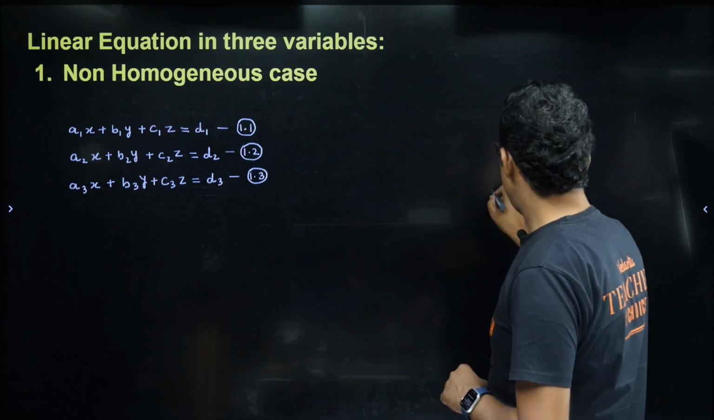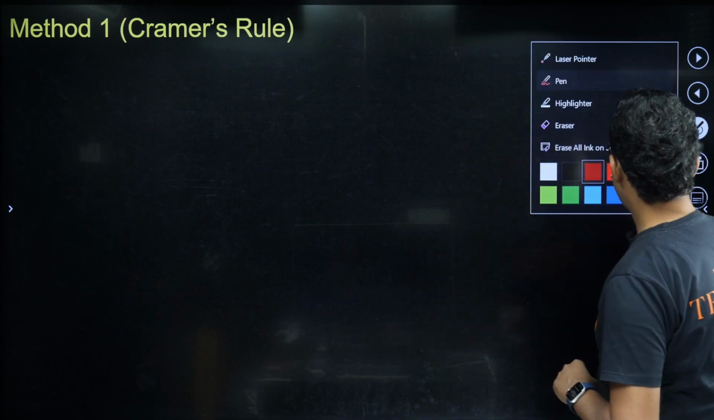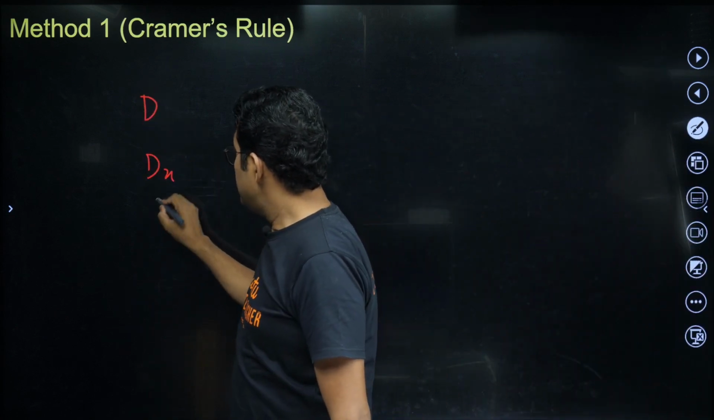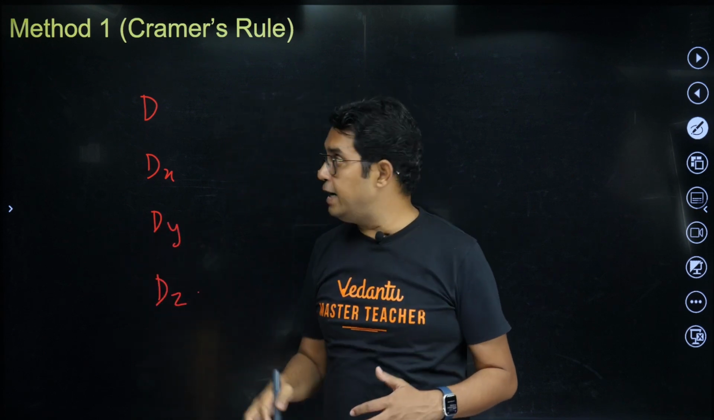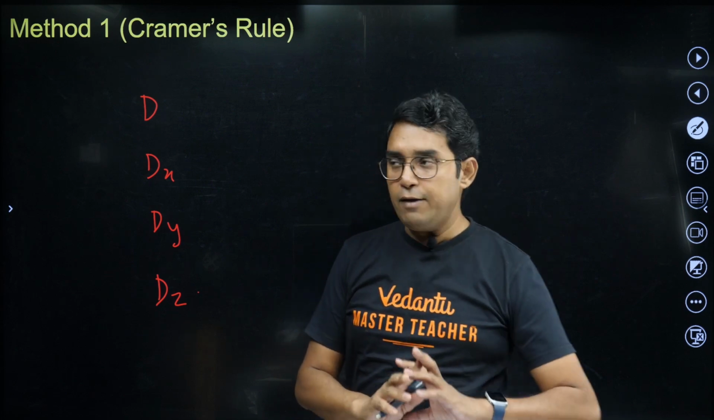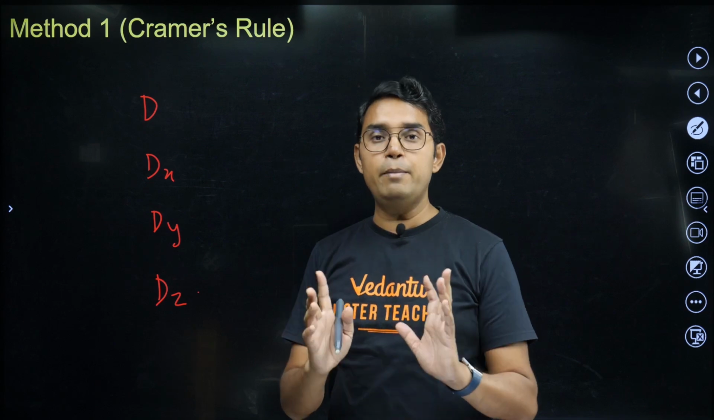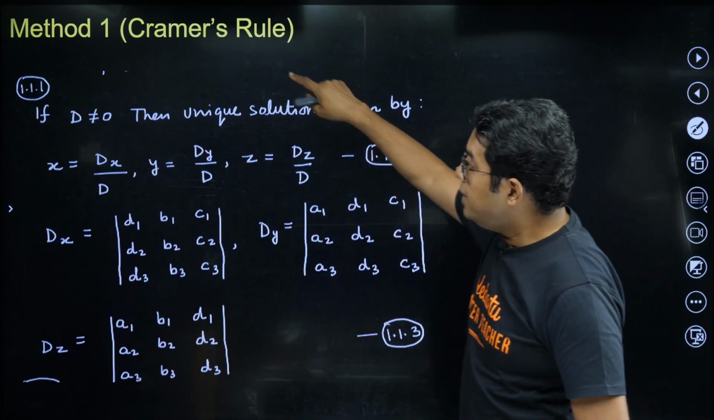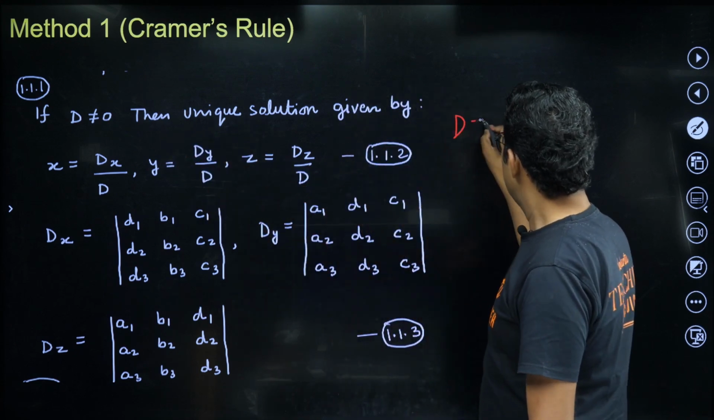I think we know the existing methods. The first one is Cramer's rule. In this Cramer's rule, you first find the values of D, Dx, Dy, and Dz. Using these, you find unique solution, infinite solution, or no solution. I will not teach you Cramer's rule or the second method. I will stick to my method, that is the shortcut method. But let me give you a brief: in Cramer's rule, if D is not equal to 0, here D was not written actually, I am writing it.